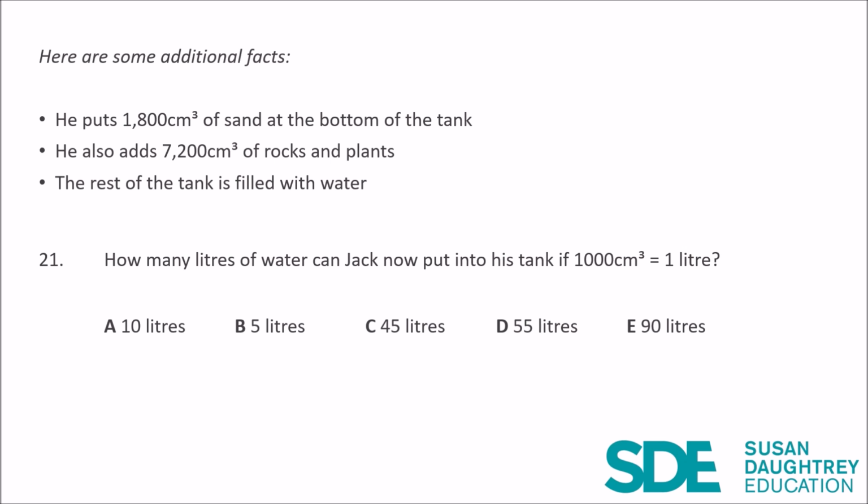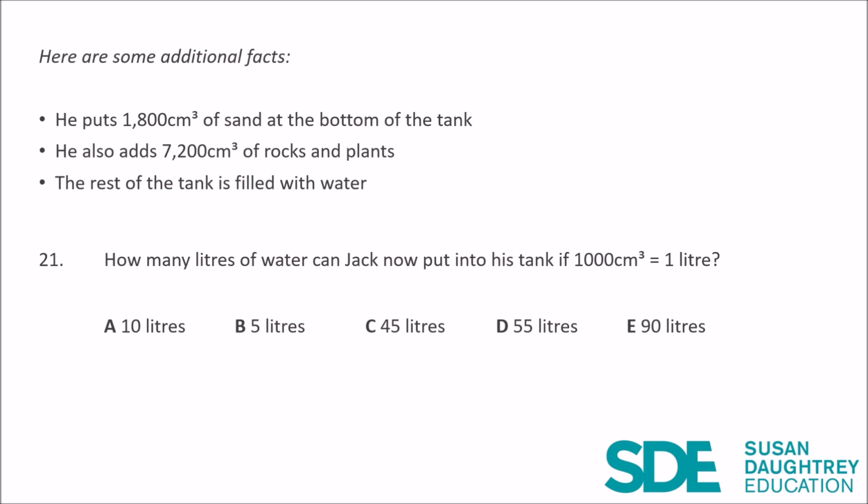Here are some additional facts. He puts 1,800 cubic centimetres of sand at the bottom of the tank. He also adds 7,200 cubic centimetres of rocks and plants, and the rest of the tank is filled with water. How many litres of water can Jack now put into his tank if 1,000 cubic centimetres equals 1 litre of water? Well, we know that the total capacity of the tank is 54,000 cubic centimetres.